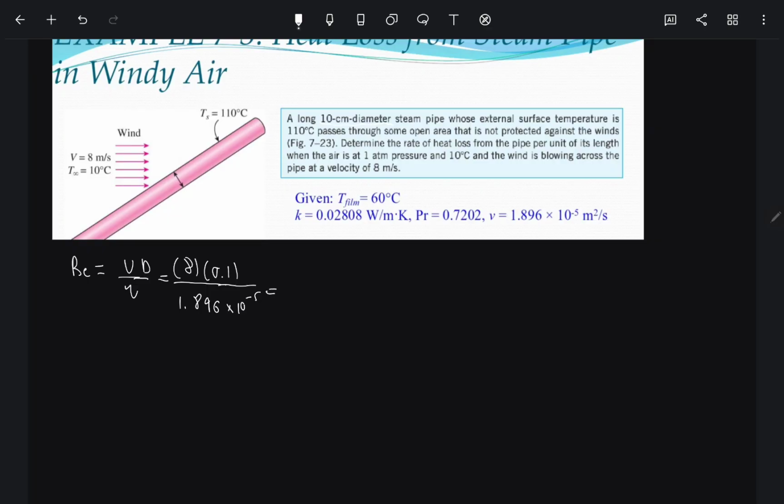Now we can type these into the calculator and get our Reynolds number: 4.219 times 10 to the 4th. That is our Reynolds number. We care about the rate of heat loss, that's Q. So to get Q, we have to get h. And to get h, we get the Nusselt number.